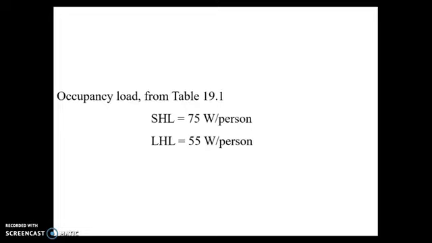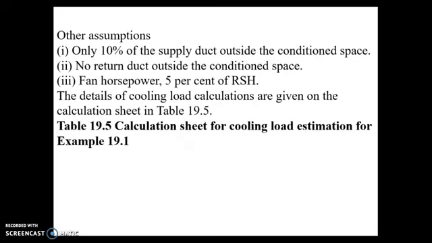They give the occupancy load, sensible heat load 75 watt per person, latent heat load 55 watt per person. And we assume only 10% of the supply duct is outside the conditioned space. The second assumption is no return duct outside the conditioned space. Then the third is the fan horsepower is 50% of the RS value. Next, we are going to see the calculation sheet for cooling load estimation.